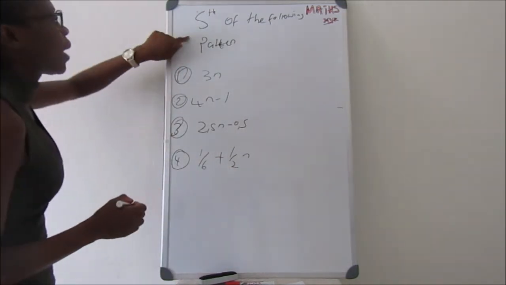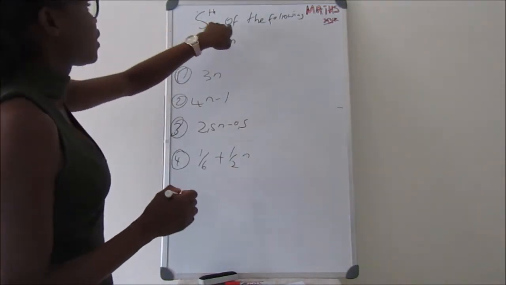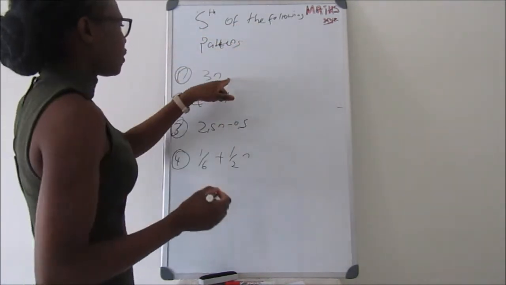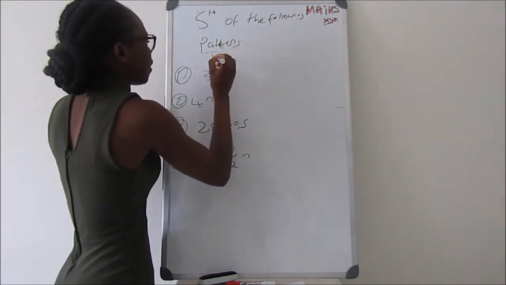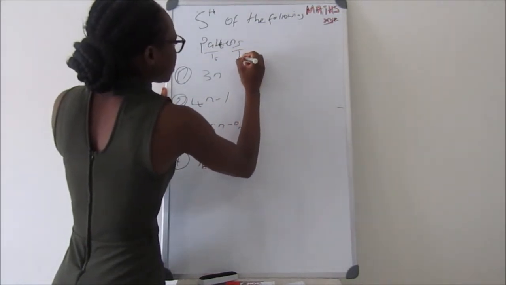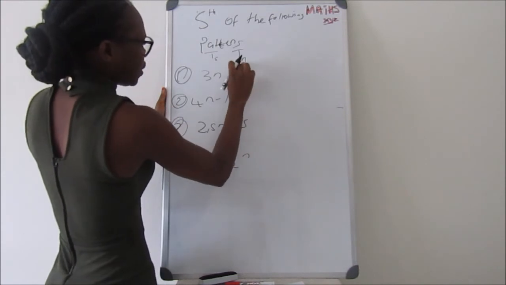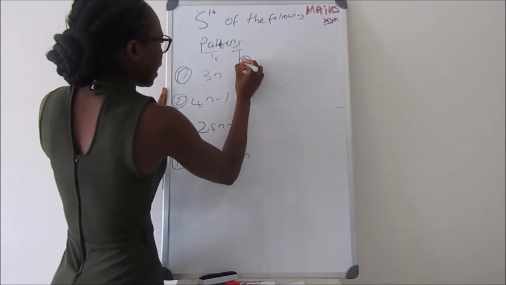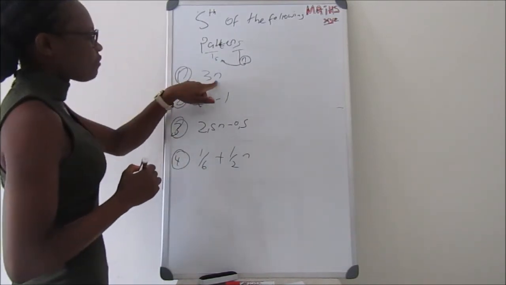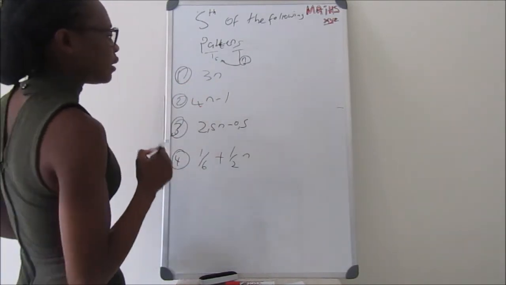All right, so the question says we must find the fifth term of the following patterns. So the fifth term means it's T5. Remember, T is the nth term, which is also Tn, where n is the number of the term. So our n is now 5. That means we must replace every n that we have here by 5.